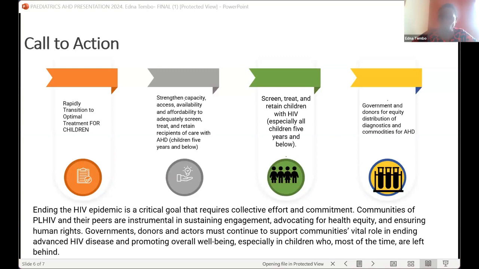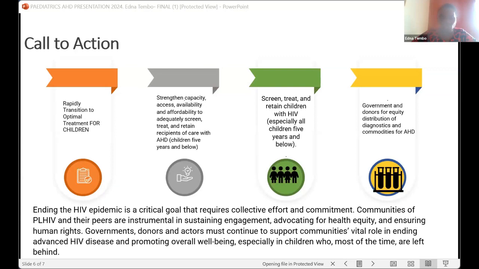So my last slide was a call to action. What are we saying as communities? We are calling for rapid transition to optimal treatment for children. Especially, we have seen that children are a group that is mostly left out because they don't have voices in the spaces. So we are calling that children should be considered and that optimal treatment is given to them, as well as looking at issues of comorbidities, as the previous speakers talked about, TB, meningitis, so that children are getting optimal treatment.